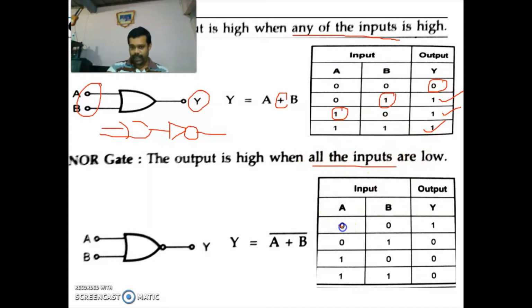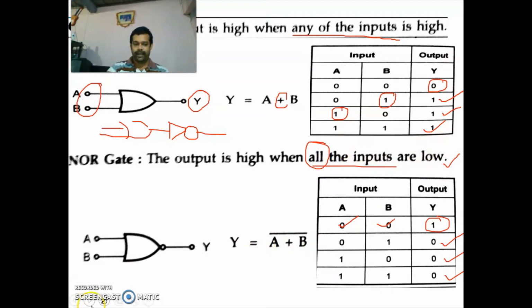So here both the inputs are low, so the output is high. Here one of the inputs is high, so the output is low. Here also one of the inputs is high, so the output is low. Here both the inputs are high, so the output is low. So in the NOR gate, the output is high only when all the inputs are low.